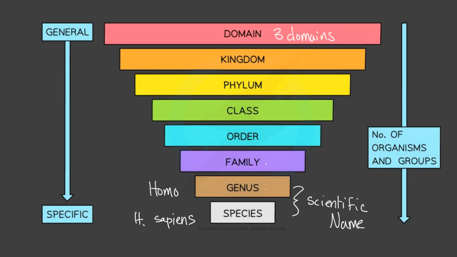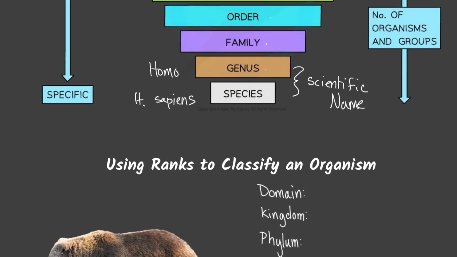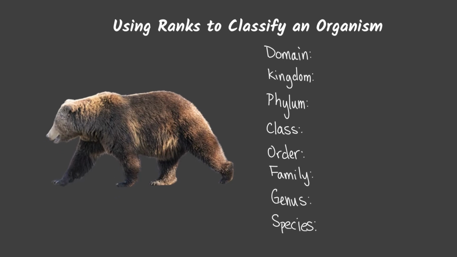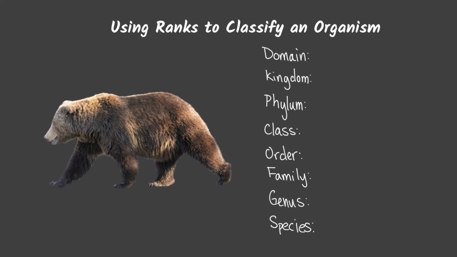I think we'd actually write the species as H. sapiens. You include the first letter of the genus in the species name. So our scientific name is Homo sapiens. Our species is H. sapiens. So let's apply these taxonomic ranks to our den animal, a grizzly bear.